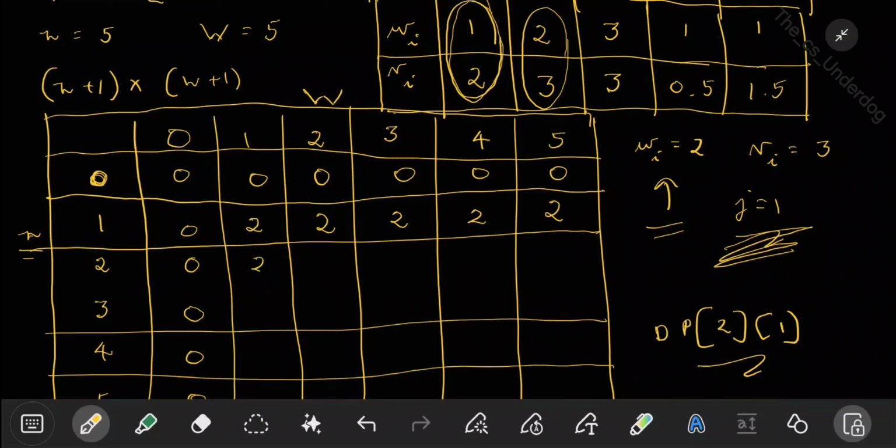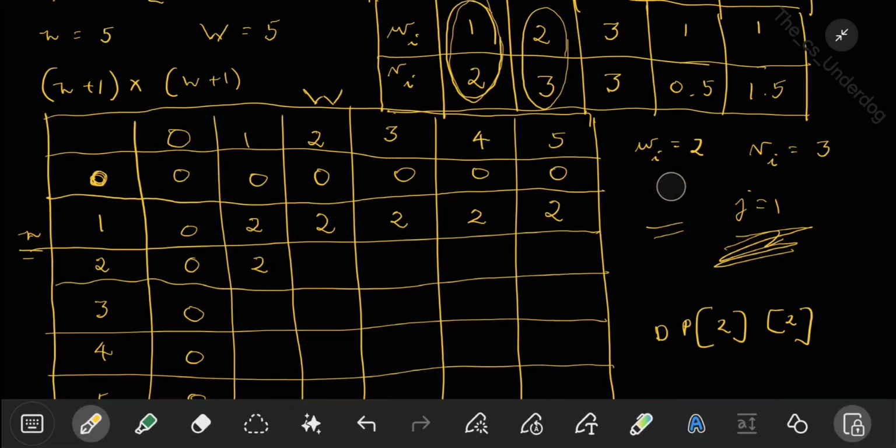You will simply write 2 here. What is the next entry? Next entry is dp of 2, 2. How do you fill dp of 2, 2? This time the total weight of the knapsack, j, is 2, capacity is 2, and the weight of the item is also 2, which means you have an option of including that item.